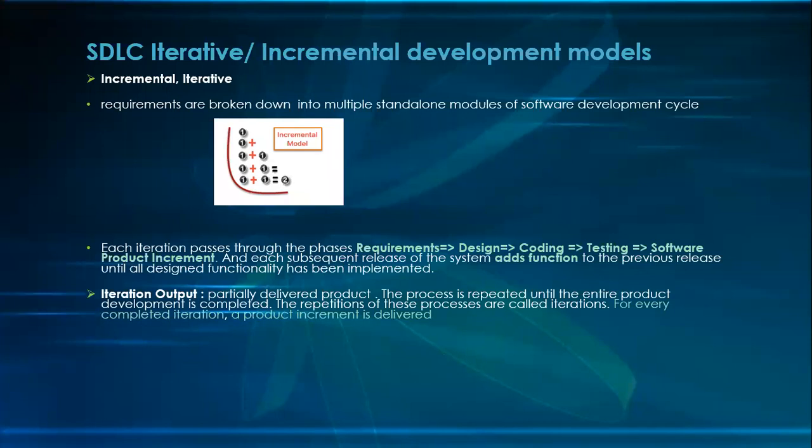Iteration output: partially delivered product. The process is repeated until entire product development is completed. The repetition of these phases is called iteration. First iteration, second iteration, third iteration, fourth iteration. So that's the way those things are going. Each of these phases is called an iteration. For every completed iteration, a product increment is delivered.